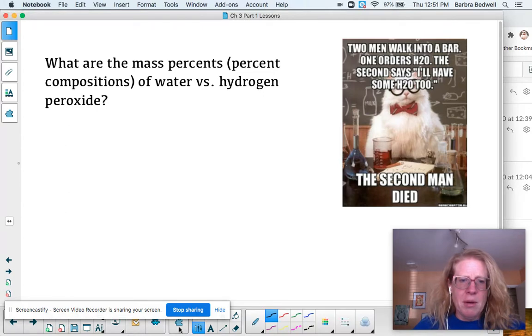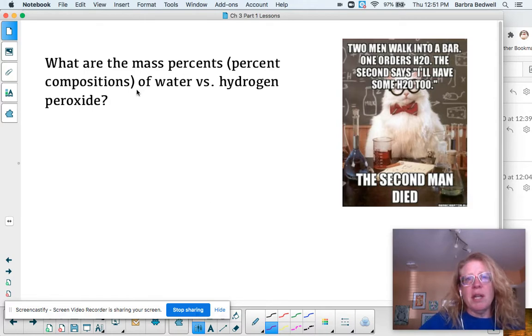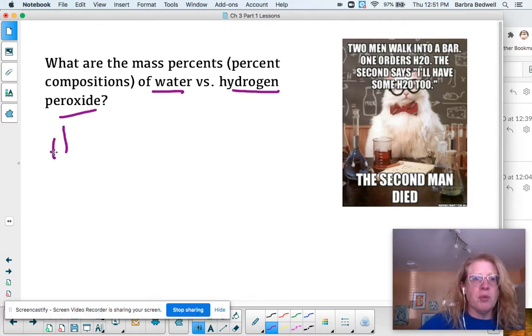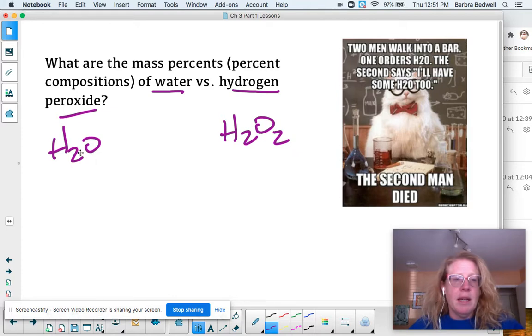So let me get my pen going here. Let me give you an example of how percent composition can give us some insight. We're going to look at the percent composition, or the mass percent, of water versus hydrogen peroxide. So here's water, here's hydrogen peroxide. This is one of the original ways they realized that some compounds had more than one formula, even though the same elements were present. Remember, that's called the law of multiple proportions. So we've got H2O versus H2O2.